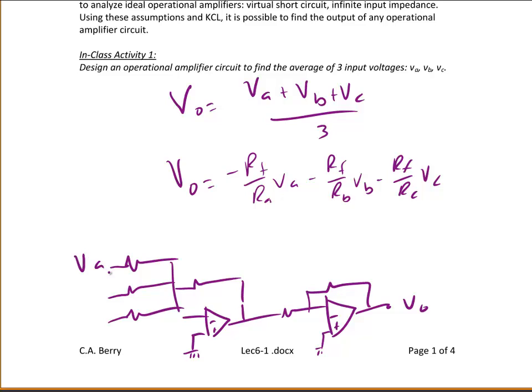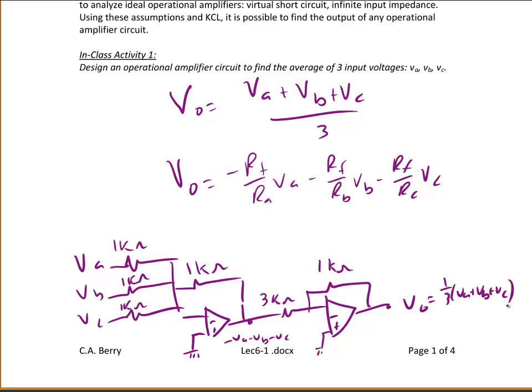So there are going to be three inputs, VA, VB, and VC. On the summing amplifier, they will all have a gain of 1. So we'll make all these resistors 1 kilo ohm. So the output of the first op-amp is negative VA minus VB minus VC. But I need to have a gain of 1/3 in order to find the average of the three inputs. So the feedback resistor on the inverting amplifier will be 1 kilo ohm, and the input resistor will be 3 kilo ohms. And so now my output would be 1/3 of VA plus VB plus VC.